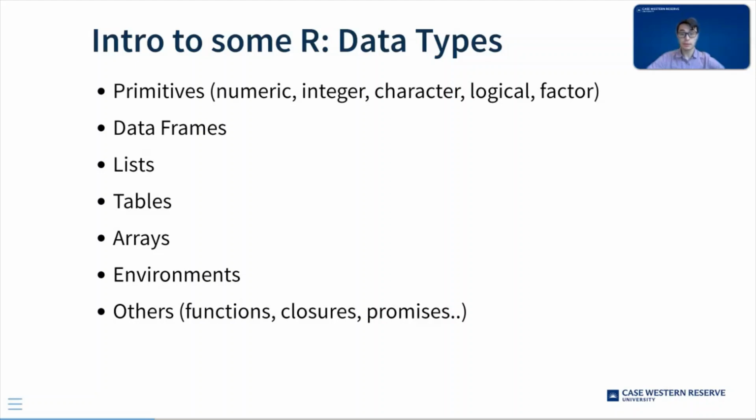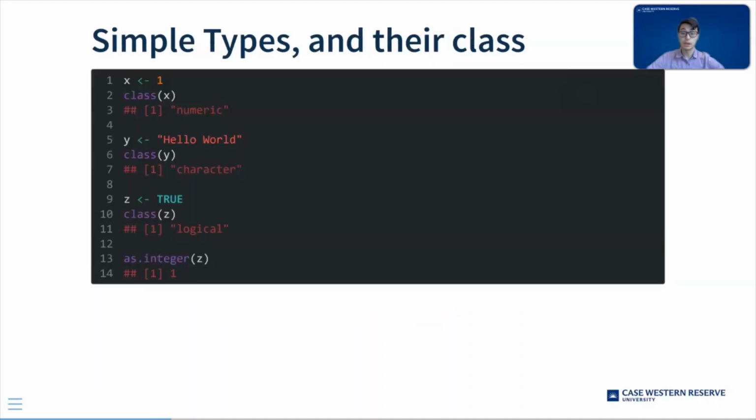R has multiple types of data supported. They range from primitives, data frames, lists, tables, arrays, environments, and other things, such as functions, closures, and promises. We will demonstrate some of the simple types and their associated classes. Here, we can see that in the first example on line 1, X is assigned the numeric 1. If we use the class function on the object X, we can see that it prints out numeric.